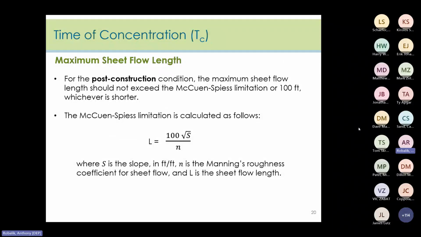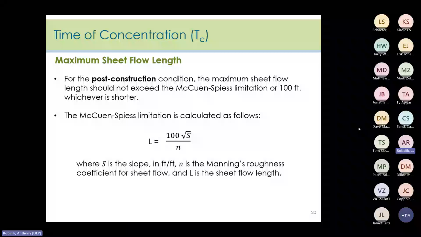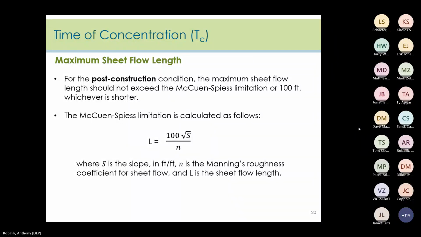And for the post-construction condition, the maximum sheet flow length should not exceed either the McEwen-Speece limitation or 100 feet, whichever is shorter. And the equation to calculate the McEwen-Speece limitation is noted under the second bullet here. And that's where L is the sheet flow length determined by the McEwen-Speece limitation. S is going to be the slope, and N is the Manning's roughness coefficient. So if the sheet flow length calculated by McEwen-Speece limitation is less than 100 feet, then we would use the length determined by that calculation.